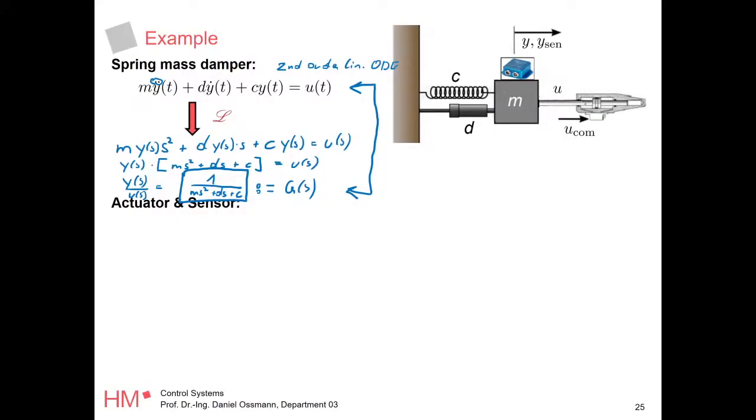Let's say we're going to add to our spring mass damper system an actuator and a sensor, right? So we have an actuator and we have a sensor. This guy here is the spring mass damper system. So the thing is, if you would do that in the time domain, you would get 3 ODEs, because the actuator might have an ODE and the sensor might have an ODE.